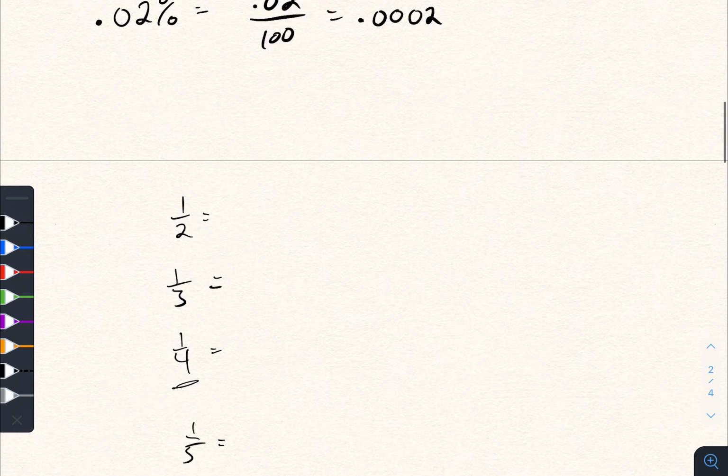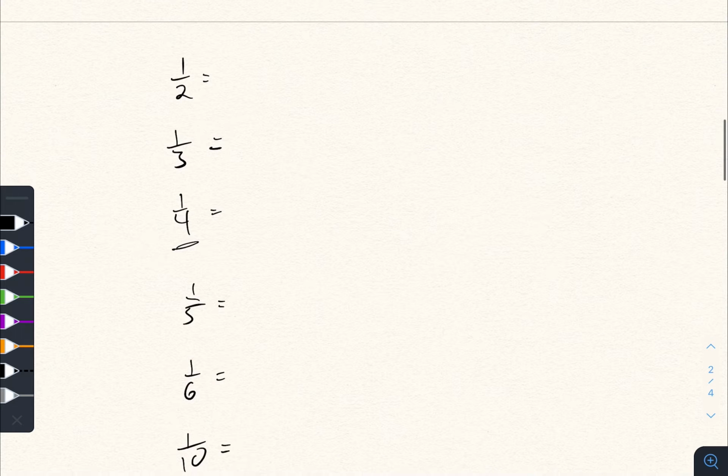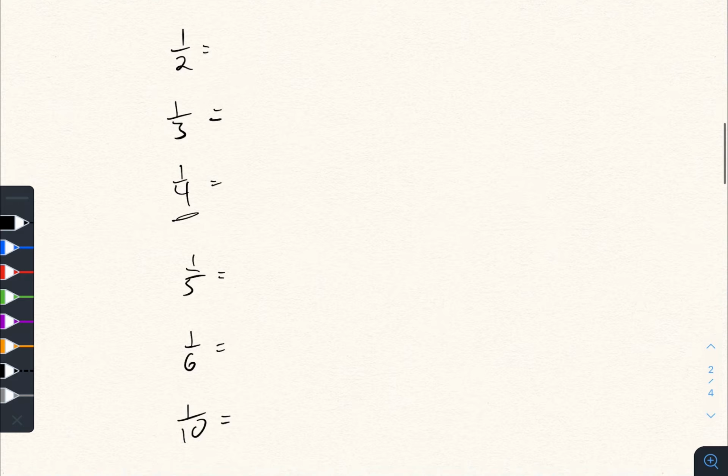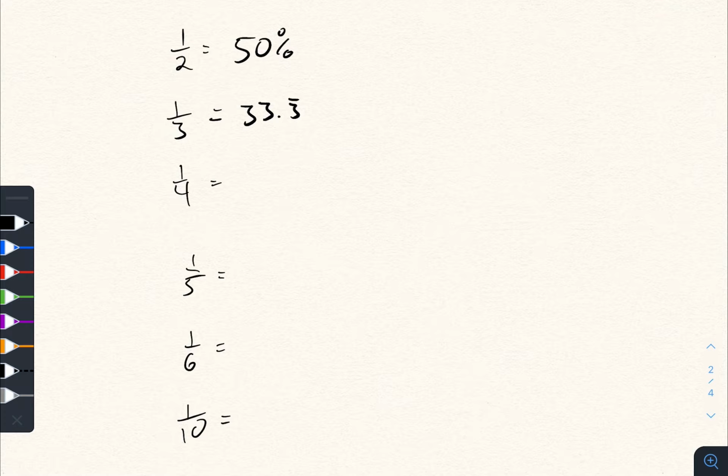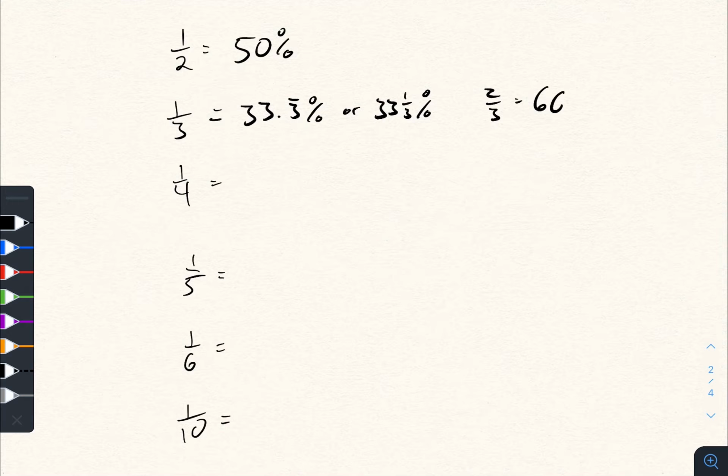Okay. When you're working with percents, it's usually good to have some of the basic percents just sort of at your fingertips. So it's good to be familiar with the fact that 1/2 is 50%. 1/3 is about 33%, or exactly 33.3 repeating percent, or 33 1/3%. It's good to know multiples of that. So like 2/3 is 66.6 repeating percent, 66 2/3 percent.